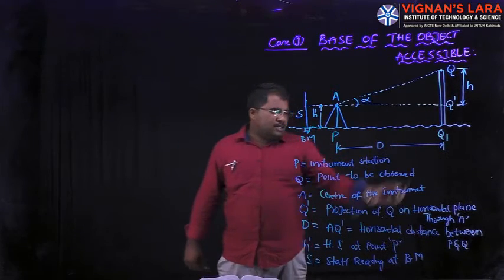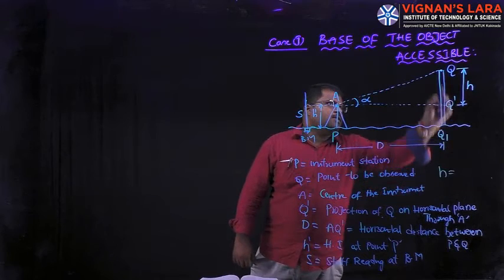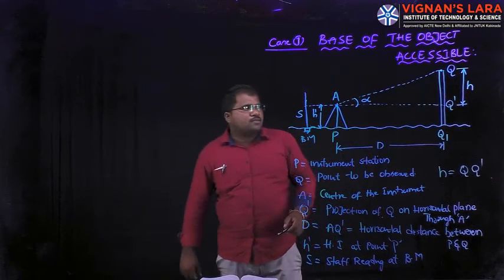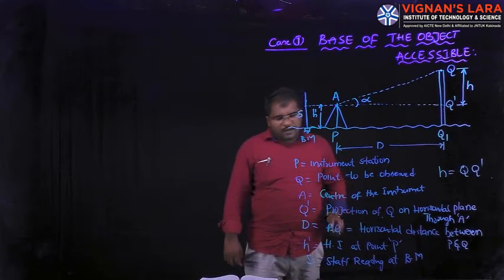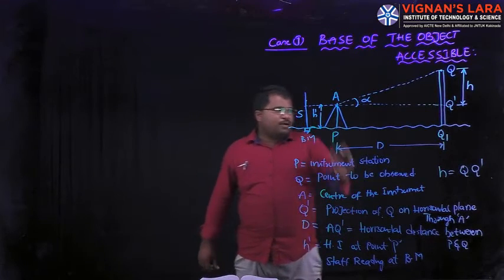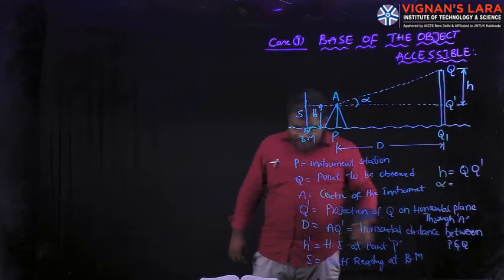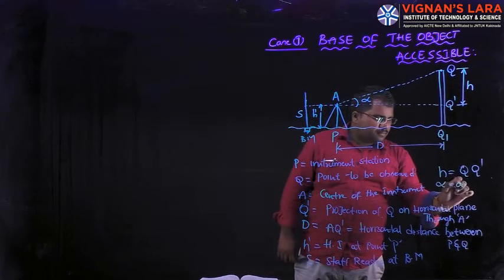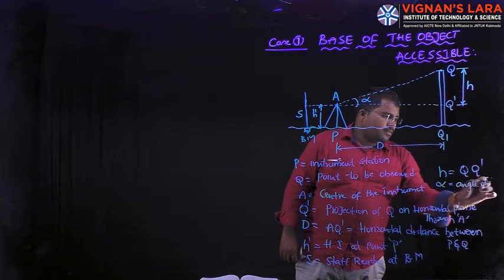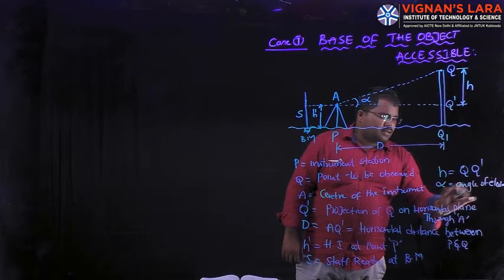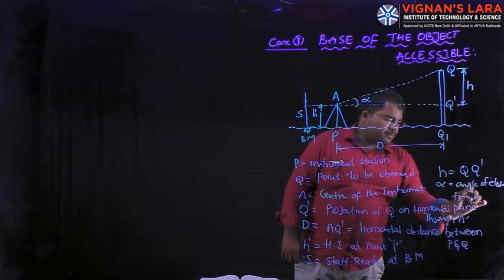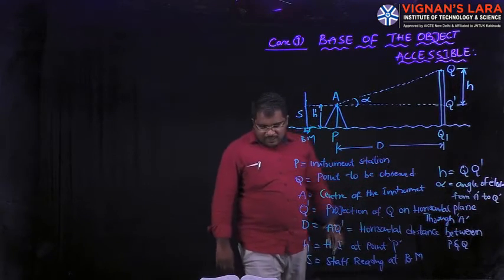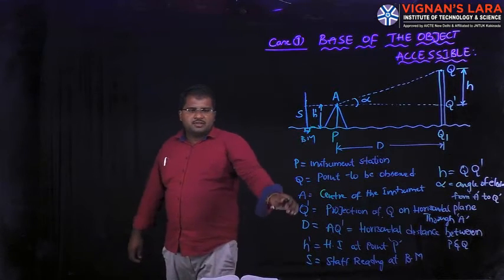What is H? H is the distance between Q and Q dash. Okay. And then alpha. What is alpha? This is the angle of elevation from A to Q. So these are the terms we are going to locate here.